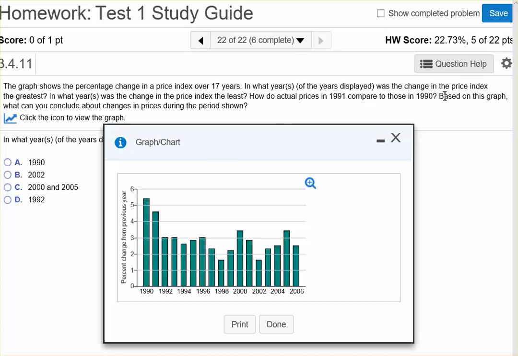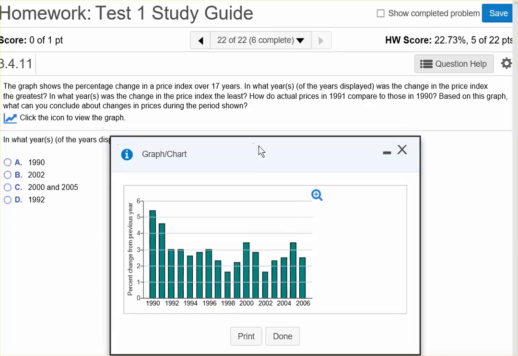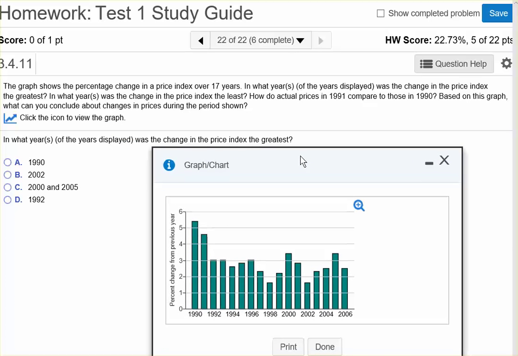So this says that from 1989 to 1990, the percent increase was 5.4%. Again, this is the price index. The graph shows the percentage change in a price index over 17 years. So question 1 says, in what year or years of the years displayed was the change in the price index the greatest? If we're looking for the greatest change, that's really the length of this bar, because that's the change. So the biggest change happened in 1990.